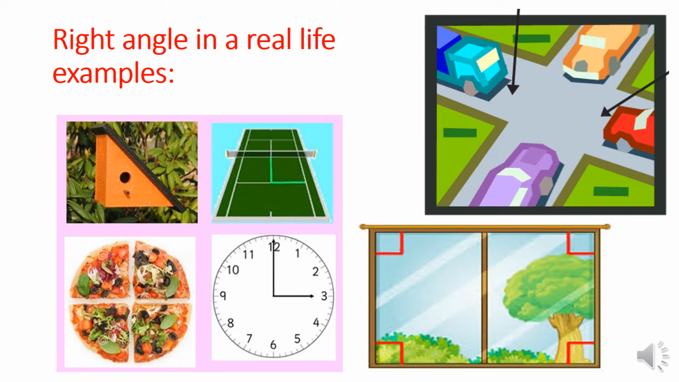Now, why do we need to learn about the angles? Because we have them all around us. For example, we have the angle in the road. We have it also in the window. Also, the clock hands can perform the angle. Also, if I have this pie of pizza and I cut it into four equal pieces, each piece corner will give me an angle. So we have it all around us.